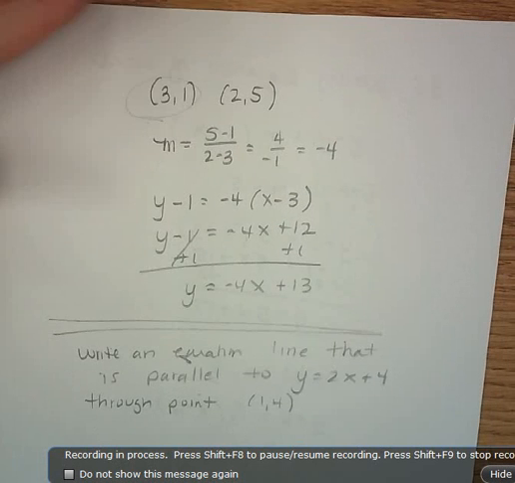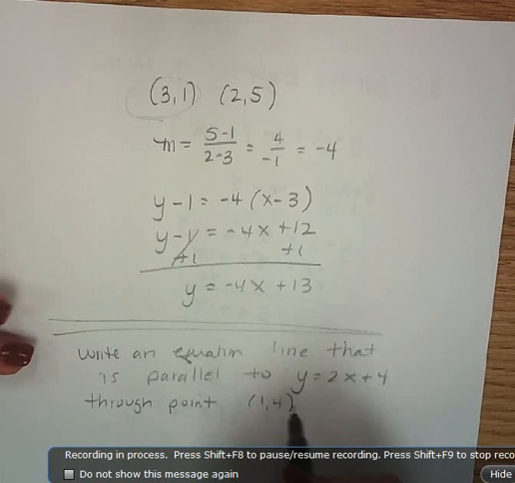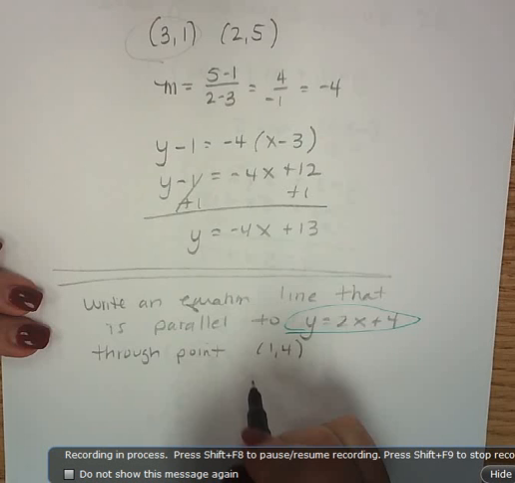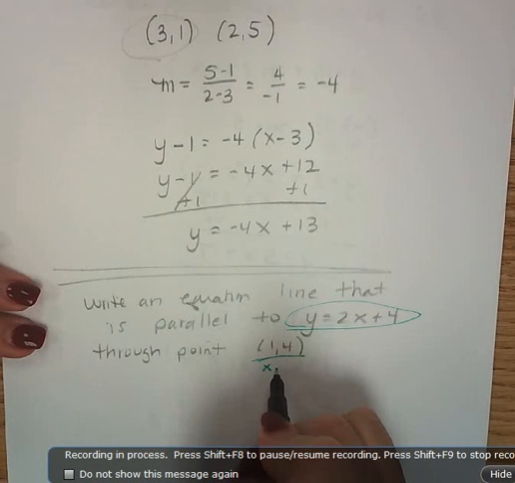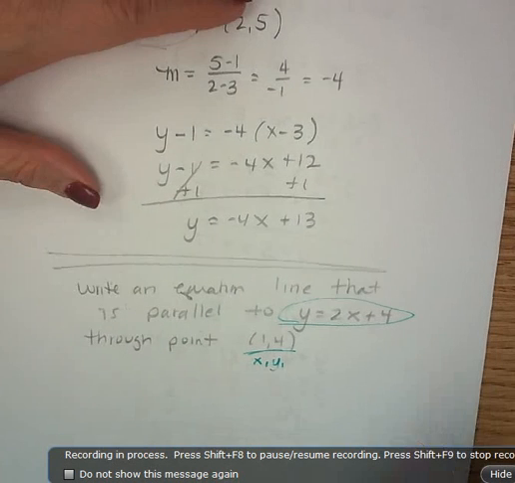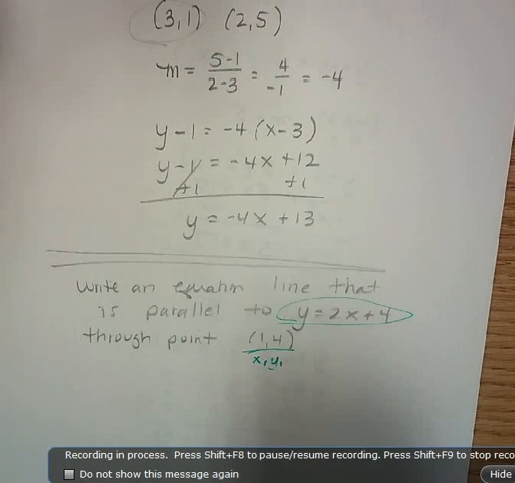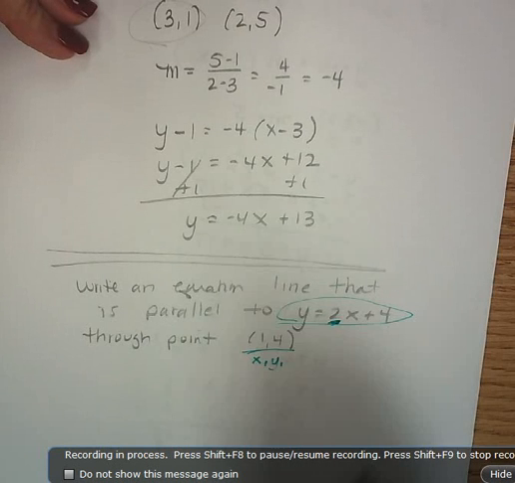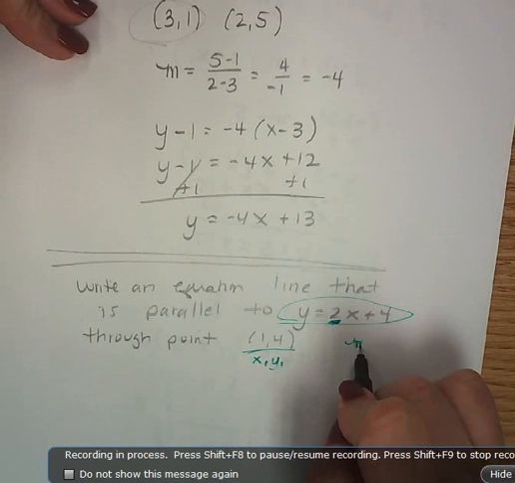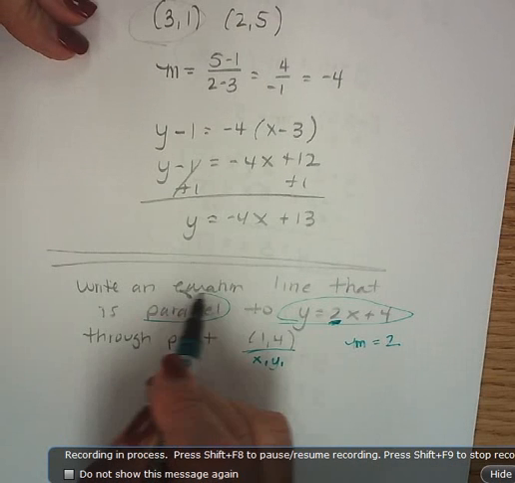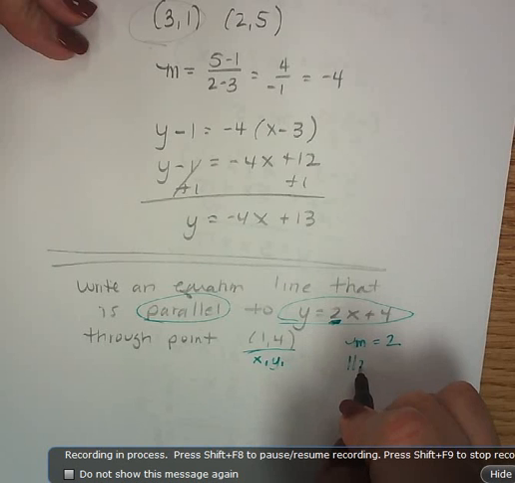So here, my slope is right here because it's in slope-intercept form. So my slope is 2. So I want to know a parallel line. So my parallel slope, as we learned in the section before, is the same as the slope I have. So therefore my parallel slope is 2. That's the one we use in the equation. The new point I use in the equation.